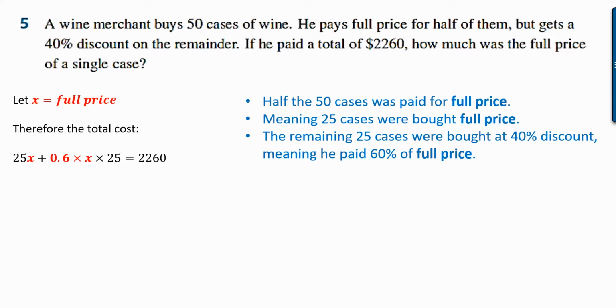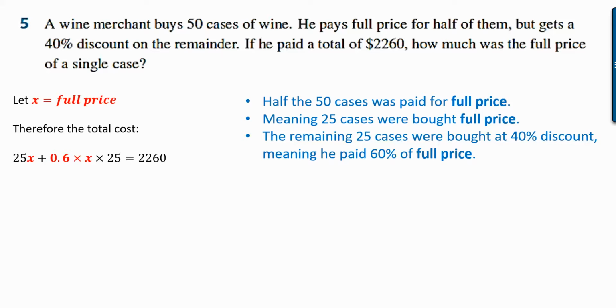Then I also got the second batch, 25 groups of how much? Well, they said there's a 40% discount, so you're only paying 60% of the full price. So that's what I'm going to write. 60% is 0.6. Of means times. Full price is X. How many of them do I have? I've got 25 of them. So that's what I wrote. I just wrote 0.6x times 25 equals 2,260. Now you've got a linear equation.